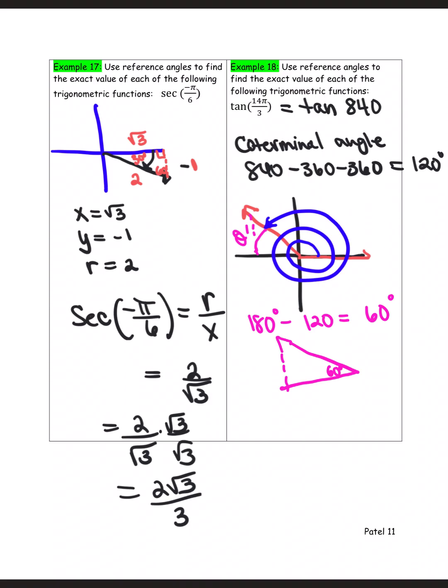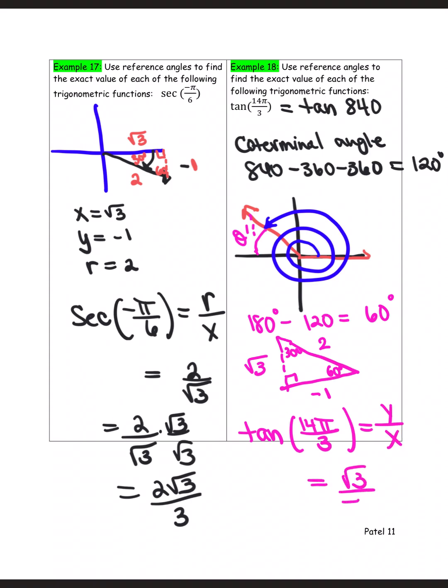And we know that opposite of 60 degrees is square root of 3. Opposite of 30 degrees is the length of 1. And opposite of my right angle is 2. And we're in quadrant 2, so x is negative, y is positive, and r is positive. And here we're looking for tangent of 14 pi over 3, which is y over x. So y is square root of 3, x is negative 1, which is negative square root of 3.